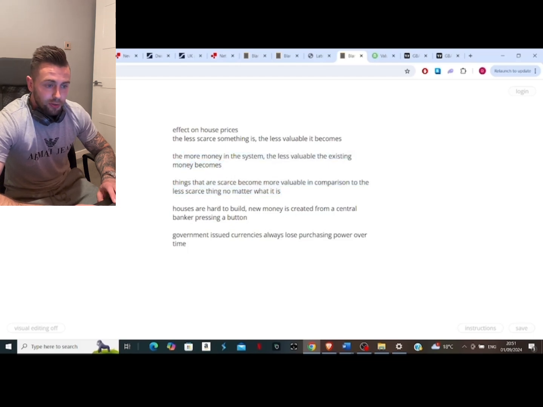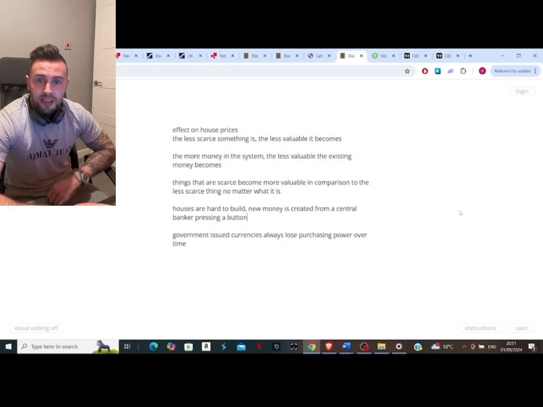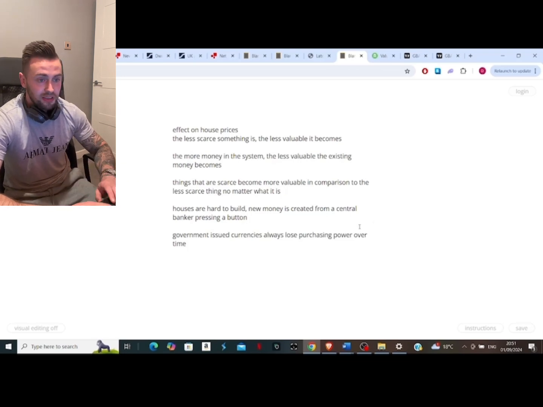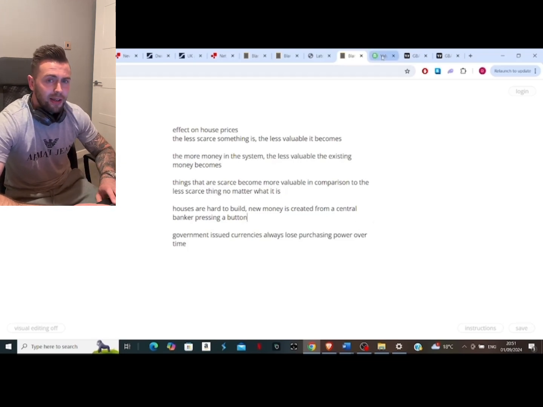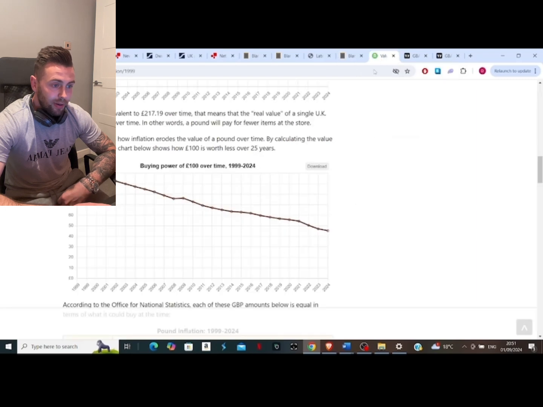So houses are difficult to build. You've got to buy land, you've got to test the land, you've got to dig into the land, put footings in, damp proof it, build the house, put a roof on, plaster it, connections, with drains, water, electric, gas, etc. It's a long, expensive process to build a house. To produce new money, you just press a button and that's it, the new money's in the system. So that's why when people say house prices are going up, that's a huge mistake. What they want to say is the value of the pound is going down.